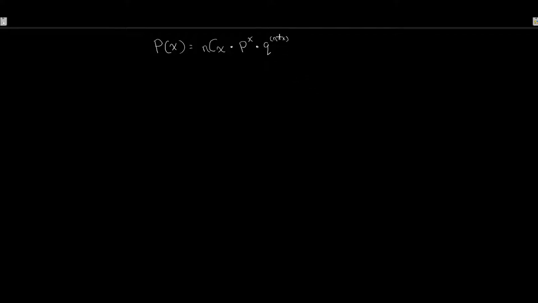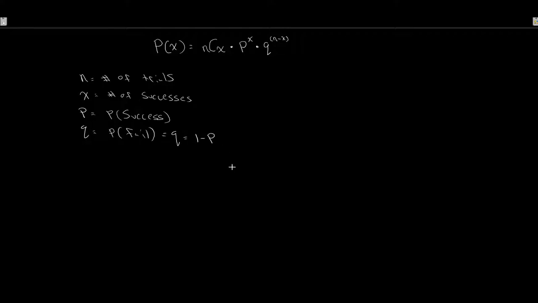Keeping in mind that N is our number of trials altogether. N equals number of trials. X is the number of successes that we're interested in witnessing. What's the likelihood that we witness 3 heads in 4 coin flips? P is our probability of success, and Q is the probability that we fail. Keep in mind, if these two are mutually exclusive and collectively exhaustive, Q also just equals 1 minus P, because P plus Q equals 1, so 1 minus the probability of success is our probability of failure.